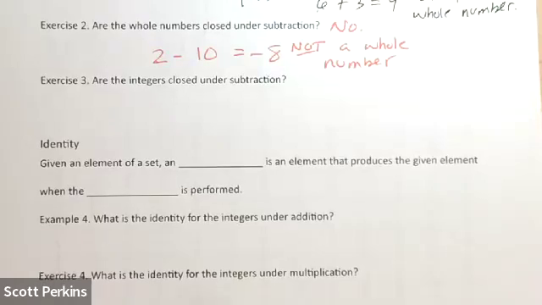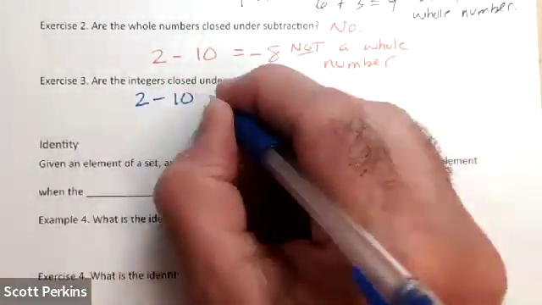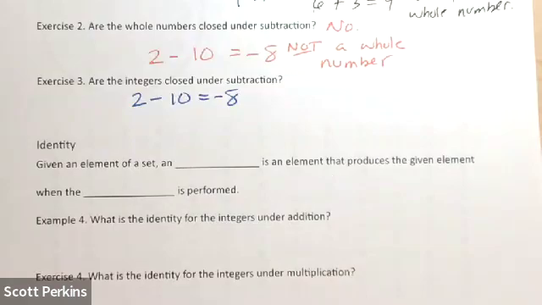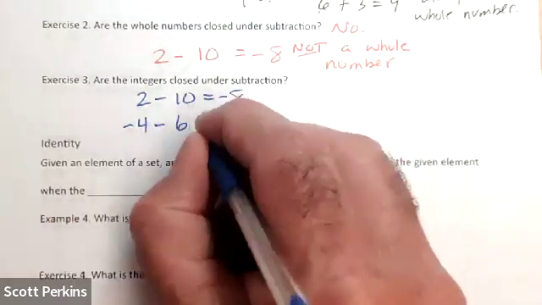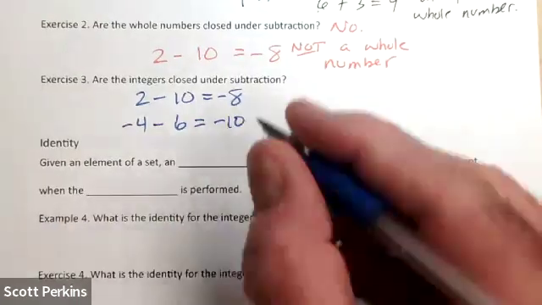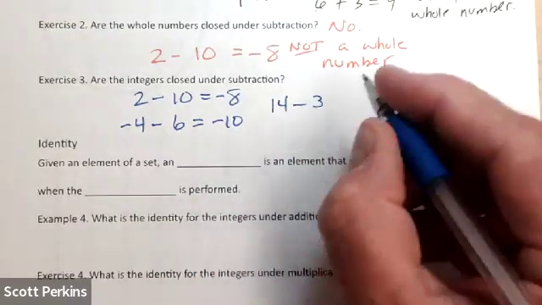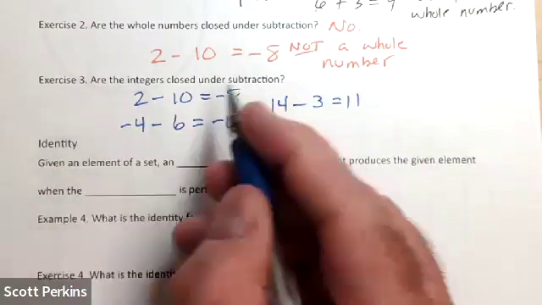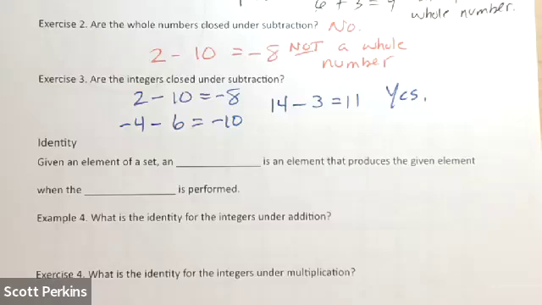All right, so just some examples. 2 minus 10. 2 is an integer, minus 10 is an integer. 2 minus 10 is -8. That's an integer. -4 minus 6 is -10. That's an integer. 14 minus 3. 14 is an integer. 3 is an integer. That's 11. So are the integers closed under subtraction? It sure appears that anytime I take two integers, I always get another integer. So yes, we would say that that set of numbers is closed under subtraction.